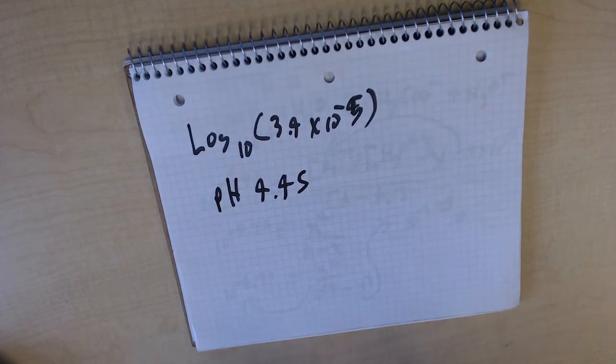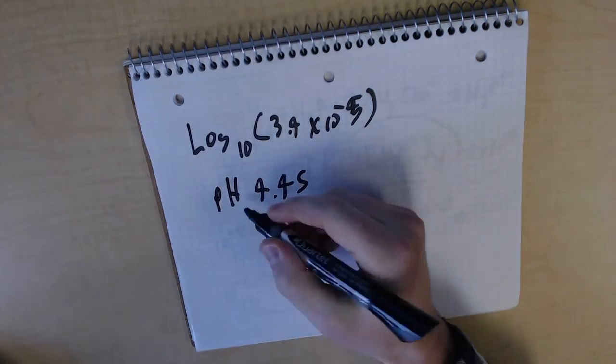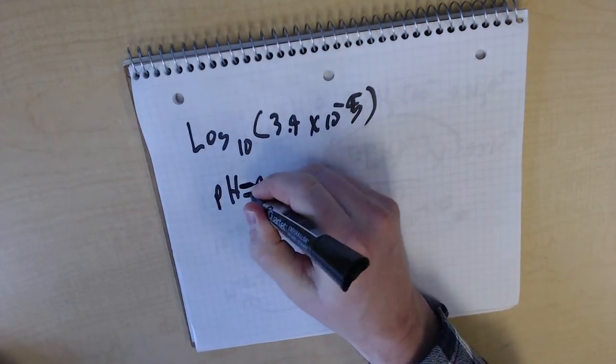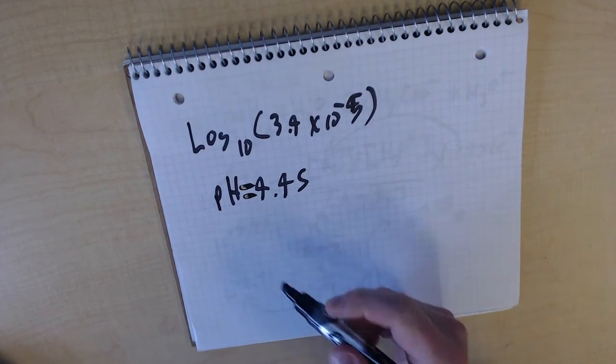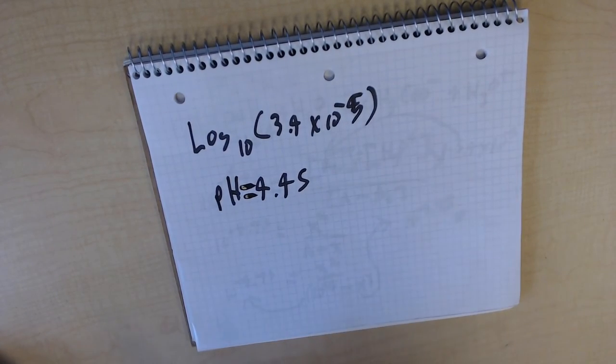So again, we added 10 to the negative 4 moles of acetic acid, but it didn't bring the acidity all the way down to pH of 4 because it's not a strong acid, so not all of it reacted. So we only got a pH of 4.45 in this example.